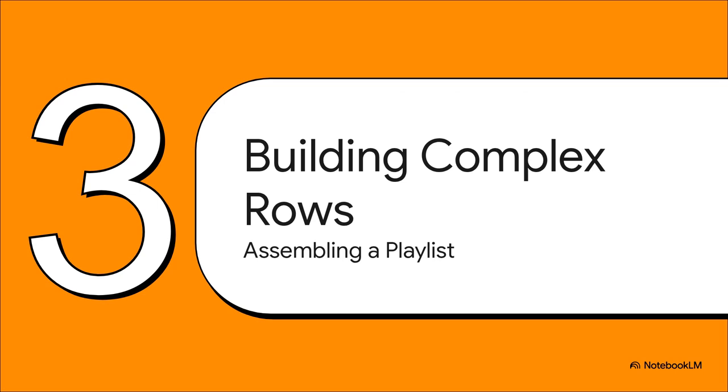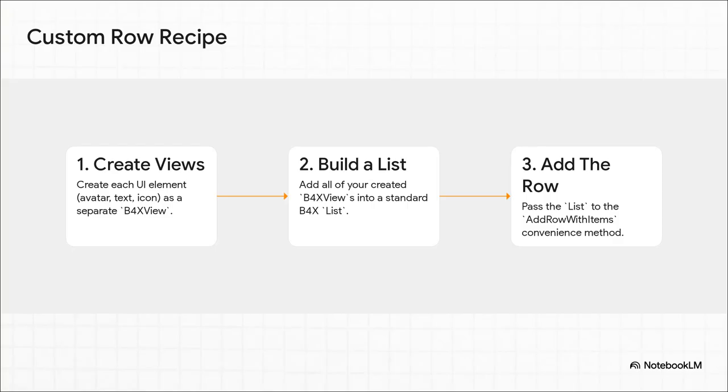Okay, so we've styled the container and it's looking pretty sharp. But now let's dig into the rows themselves. How do we actually build something as complex as that song playlist we saw at the very beginning? Well, it's actually way easier than you might think. The whole process is just wonderfully logical.